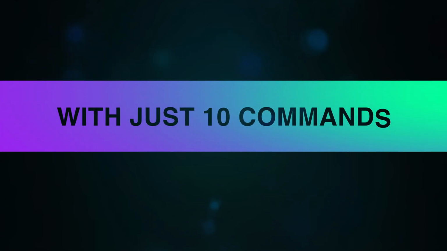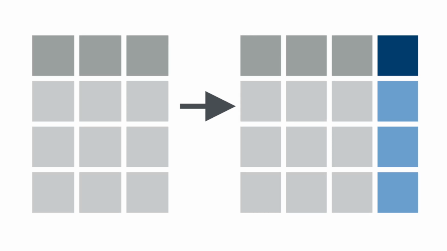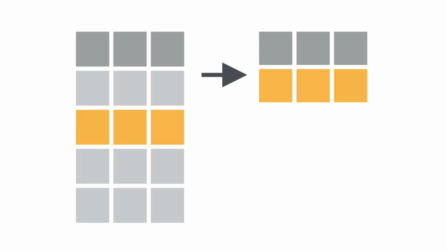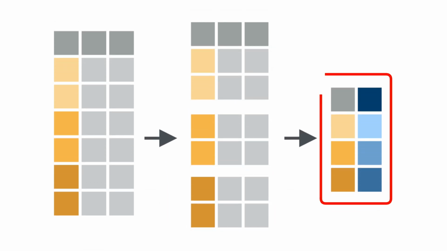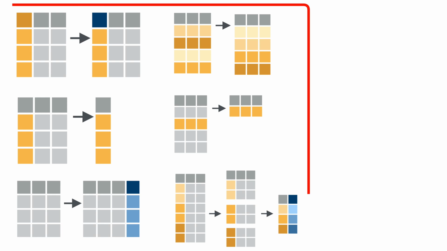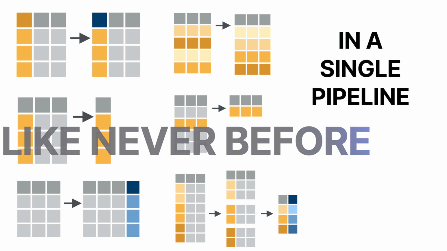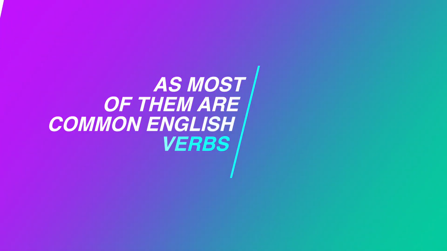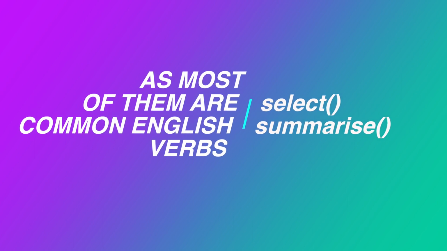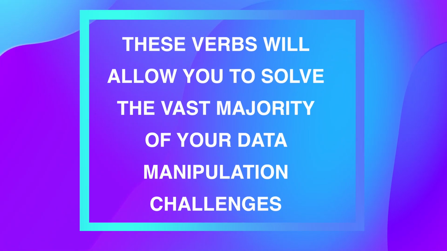With just 10 commands at your fingertips, you can select, rename, and create new columns, arrange or filter out rows, group rows together, and then summarize those groups and be able to combine all these data wrangling techniques in a single pipeline like never before. And the best part, these commands are very easy to master, as most of them are common English verbs like select or summarize. These verbs will allow you to solve the vast majority of your data manipulation challenges.